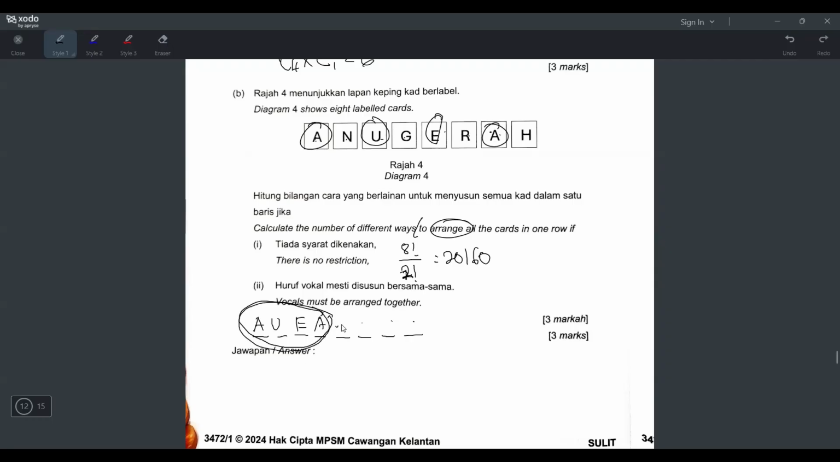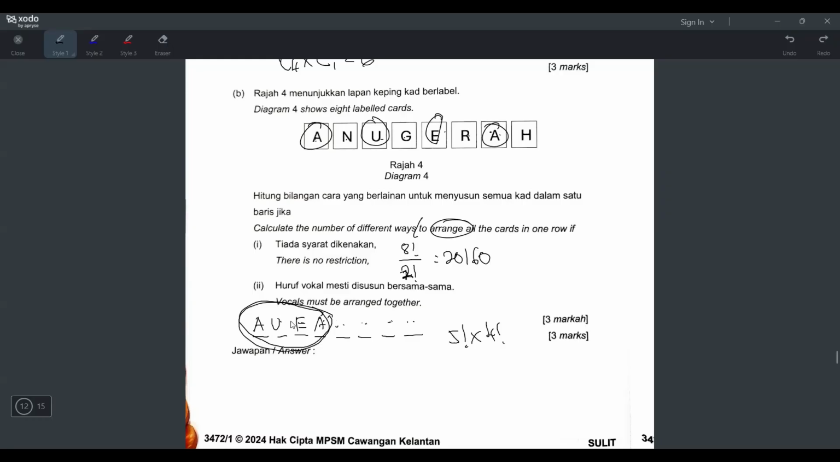So it's like you're arranging 1, 2, 3, 4, 5 because this thing must stick together. They cannot separate. It's like you already put super glue here, they have to stick together. So count this as 1. So you're arranging 5 things. So it's 5 factorial. But don't forget to multiply by 4 factorial. You know why? Because the AUEA, although you cannot separate them, they can arrange between themselves. It can be AUEA, AEAU, EAUA, they can arrange within themselves. That's why the 4 factorial, it can arrange itself inside this group, right?